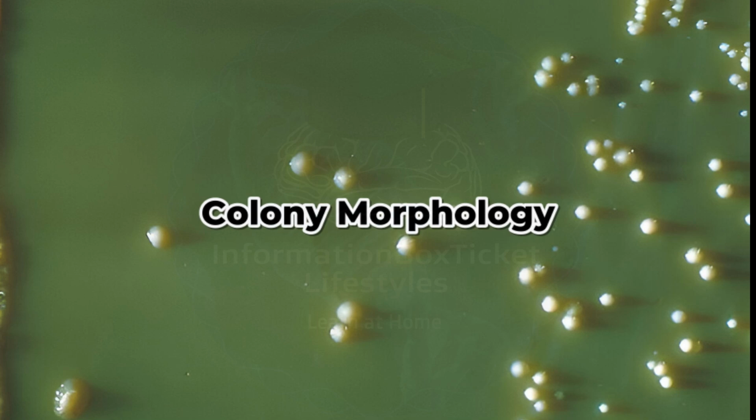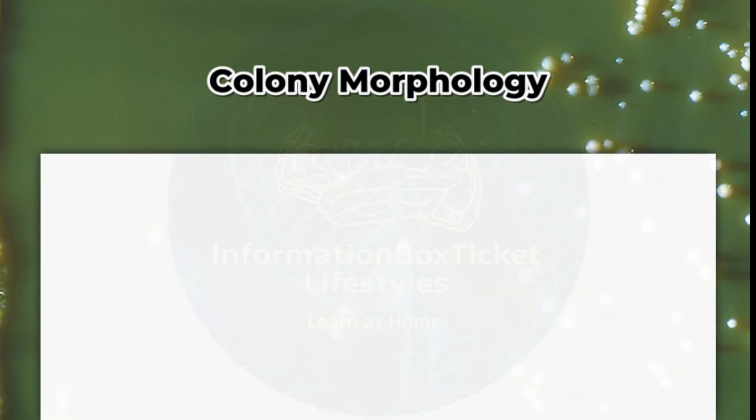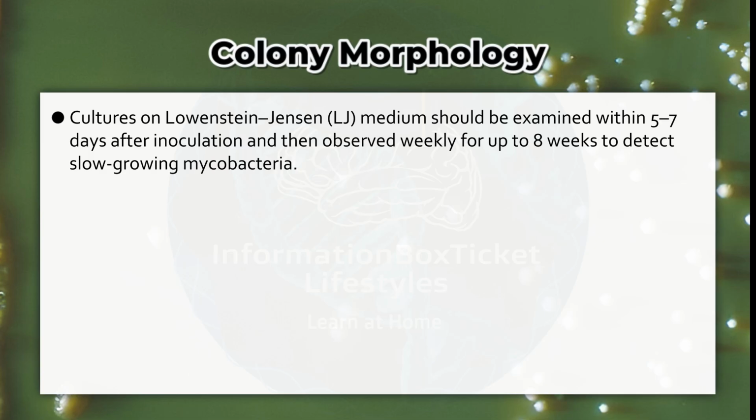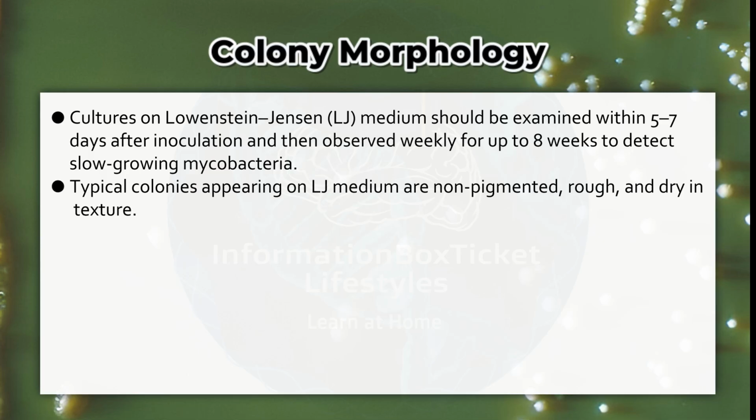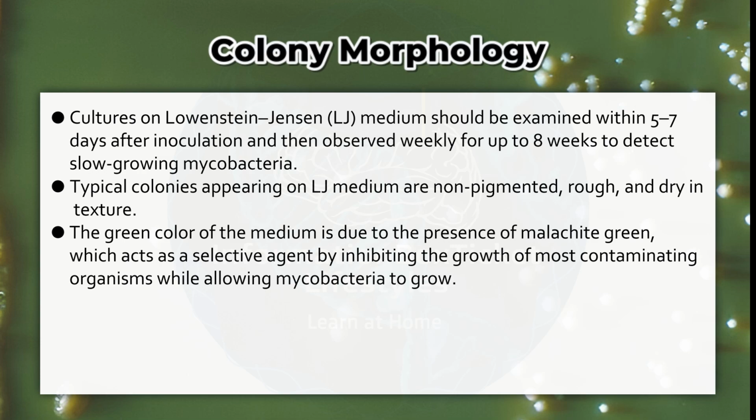Colony morphology on LJ medium. Cultures on Lowenstein-Jensen, LJ medium, should be examined within 5 to 7 days after inoculation and then observed weekly for up to 8 weeks to detect slow-growing mycobacteria. Typical colonies appearing on LJ medium are non-pigmented, rough, and dry in texture. The green color of the medium is due to the presence of malachite green, which acts as a selective agent by inhibiting the growth of most contaminating organisms while allowing mycobacteria to grow.